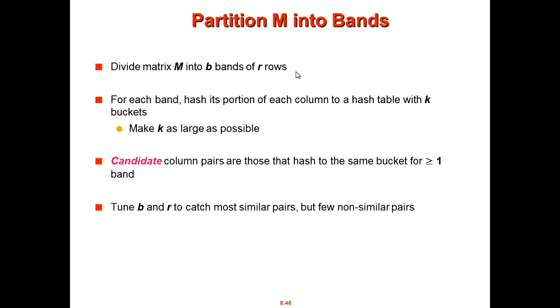So we divide matrix M into B bands of R rows. Each band has R rows, and for each band, we hash only the portion of each column in this band to a hash table with K buckets. We make K as large as possible. The candidate column pairs are those that hash to the same bucket in at least one band. So if in any band two documents are hashed to the same bucket, then we treat them as a candidate pair. That's the basic idea.